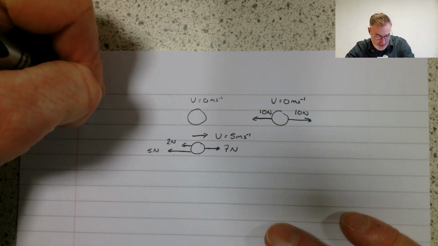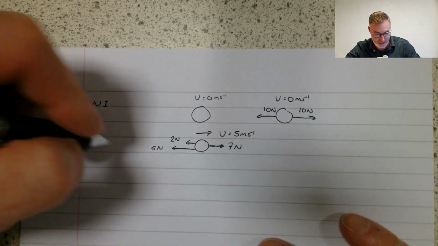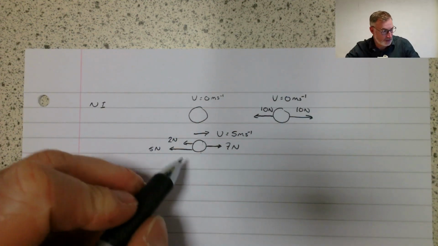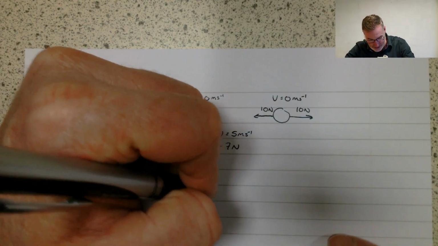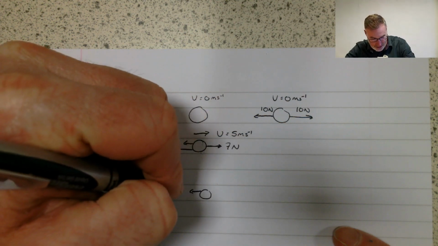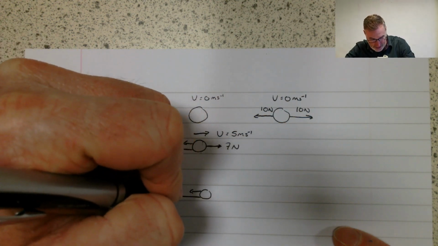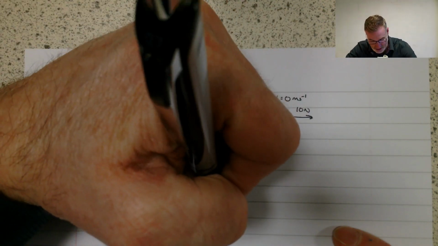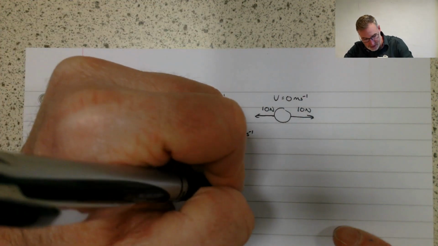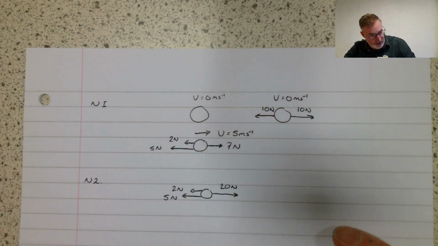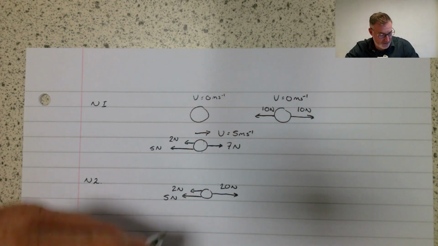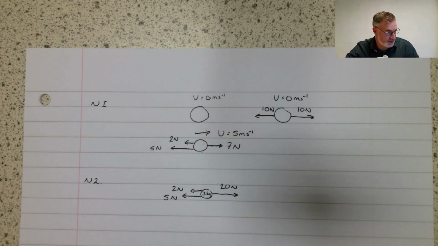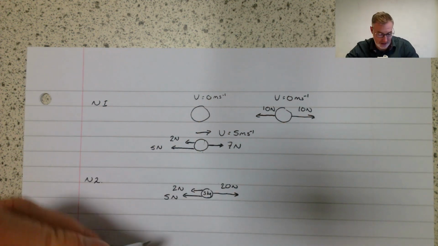So that's for Newton's first law. For Newton's second law, if we just look at this object above, you could have a similar 2 Newton force and 5 Newton force, but you could increase the driving force here, and say we increase it to 20 newtons. Now if we knew the mass of the object, let's say the mass is 3 kilograms, then we can work out an acceleration.